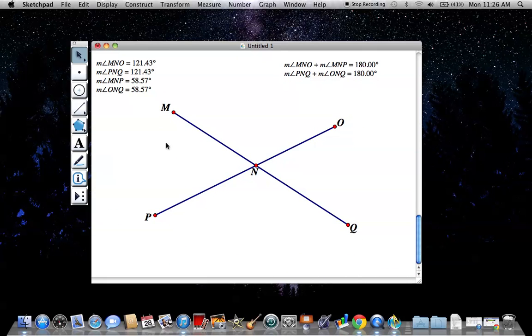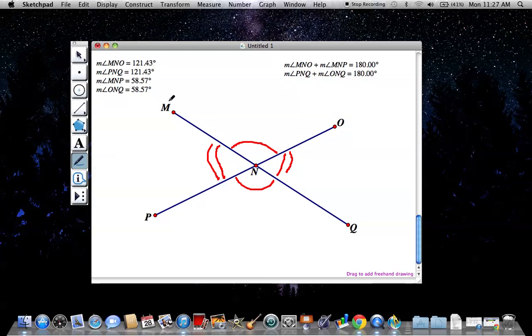Okay. Vertical angles are 2 non-adjacent angles formed by intersecting lines. Okay, so for example, this angle and this angle are vertical because they don't share any sides, but they do share this common point N. Okay. MNP is vertical with ONQ. So really I have 2 pairs of vertical angles here.